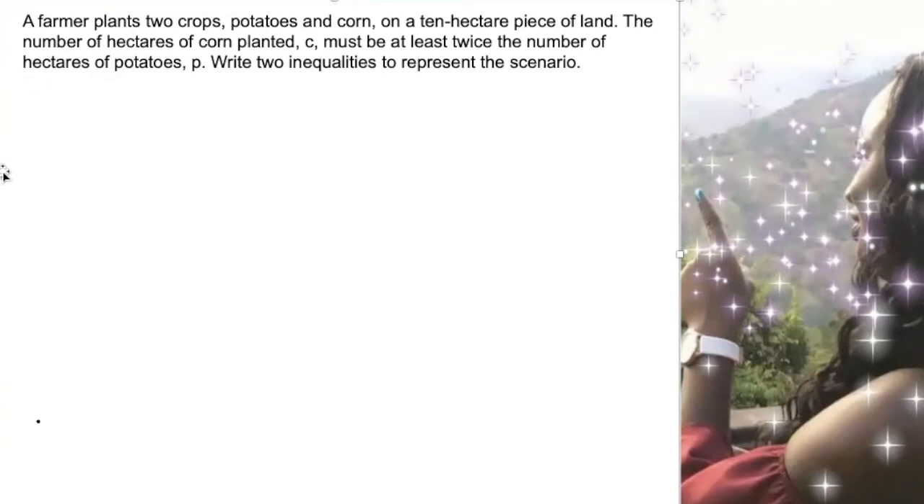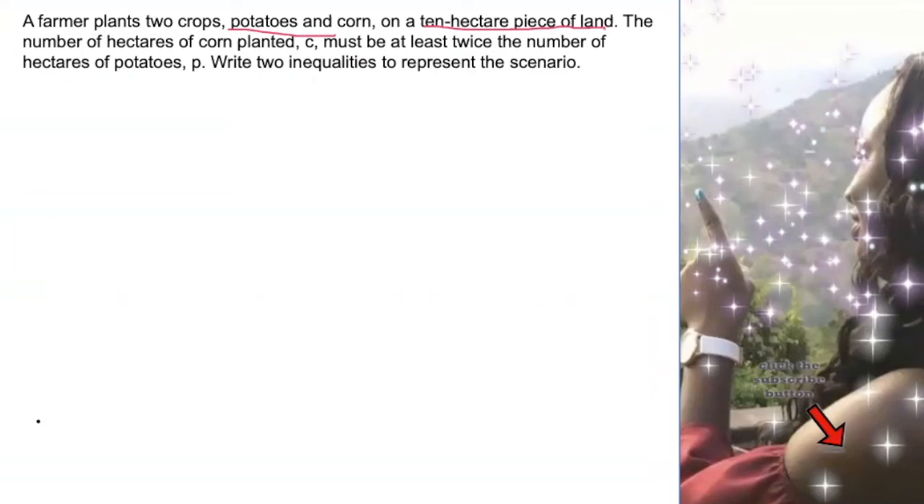Corn planted. So this is the final question, part D. A farmer plants 2 crops, potatoes and corn, on a 10-hectare piece of land. The number of hectares of corn planted must be at least twice the number of hectares of potatoes, P. Write two inequalities to represent the scenario.